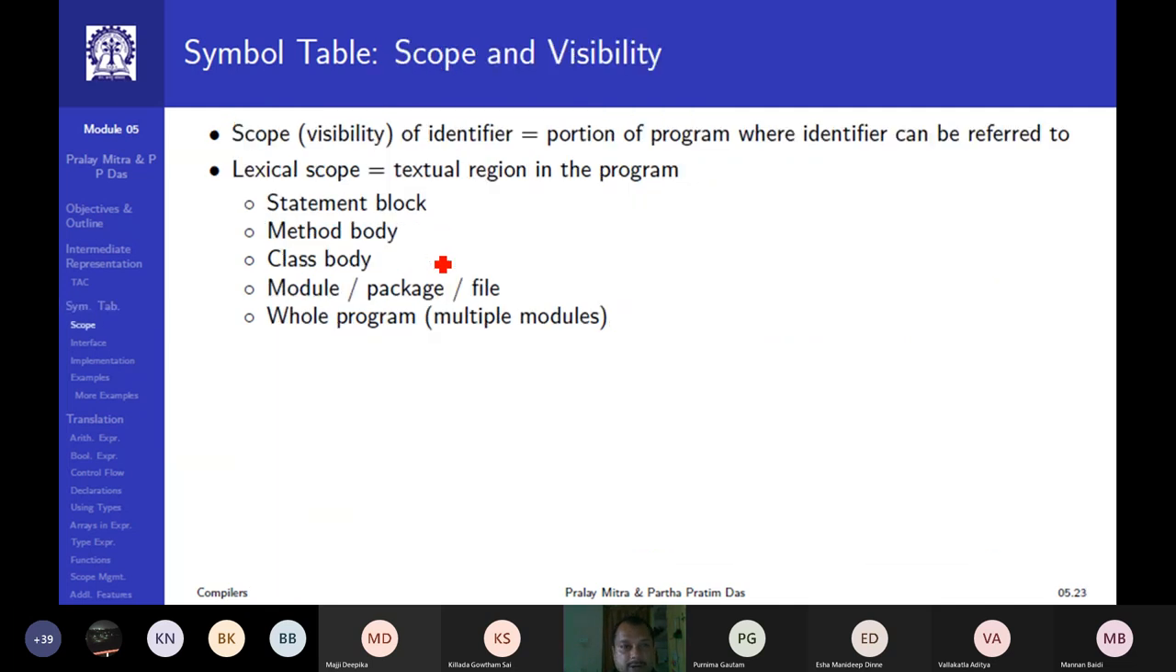So I will explain one after another. I believe that you have a clear concept of scope and visibility of a variable, within which its life and visibility are there. Those are classified as statement block, method body, class body, module, package or file, or the whole program. Which one is valid for the whole program? It is the global variables. Otherwise, it's local. Okay.